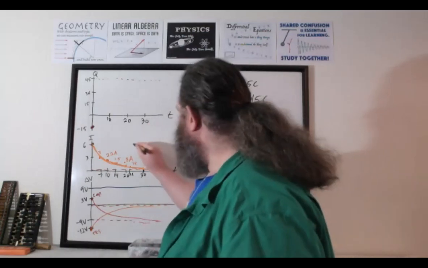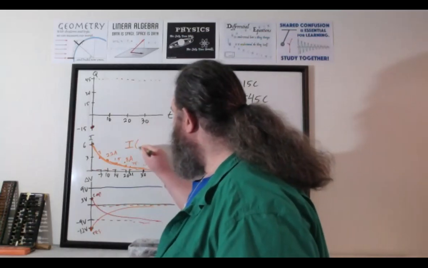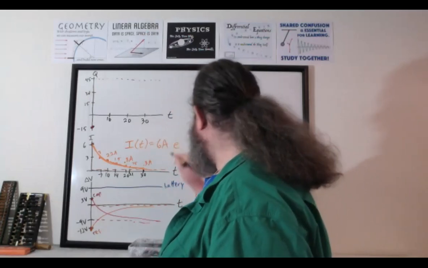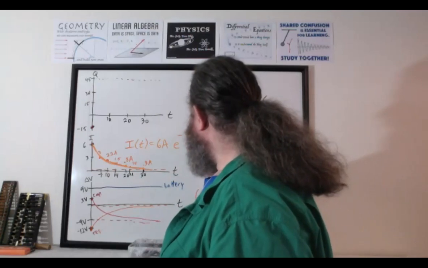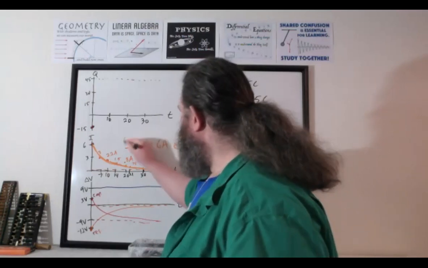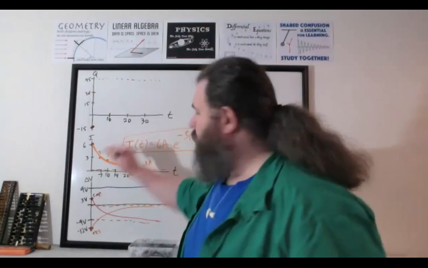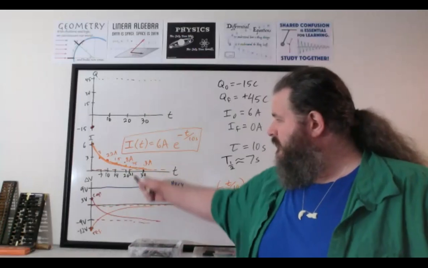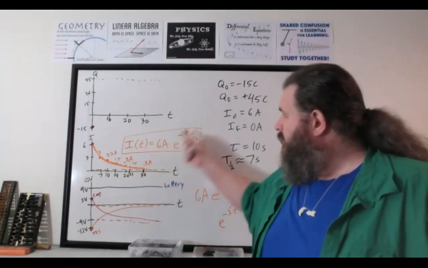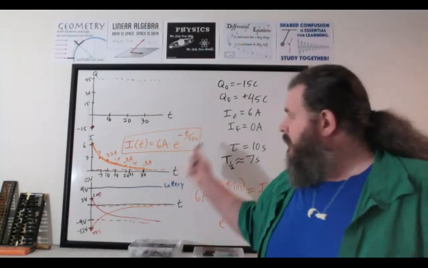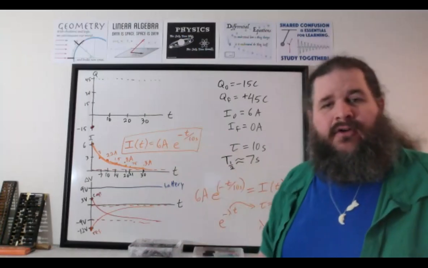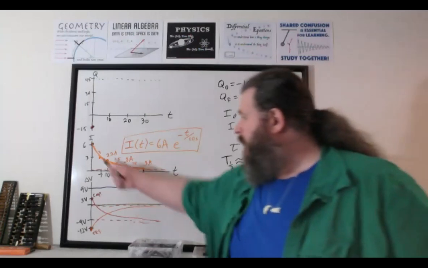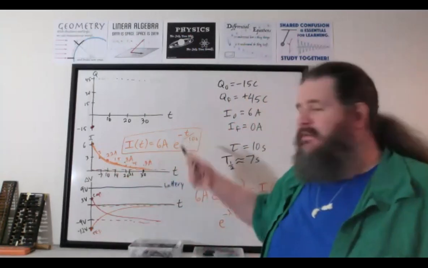So we can say current as a function of time is 6 amps times e to the negative t over 10 seconds. And now that we've got the function, we can use this to predict the current at any time. If we wanted to know, for instance, the current at 25 seconds, we could just fill in 25 seconds for t, plug that into a calculator, and that'll tell us the current at that time. So once you've got the equation, you can get as much detail as you want by finding the data points for any time you want.